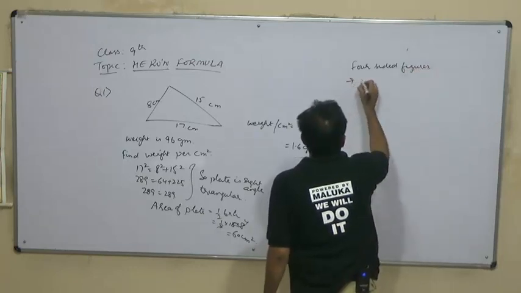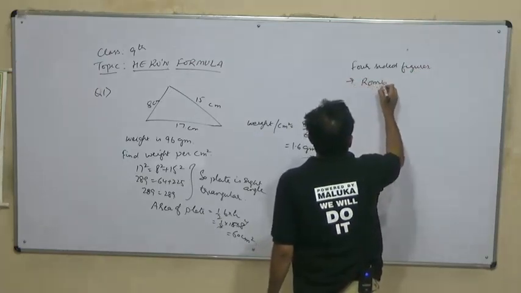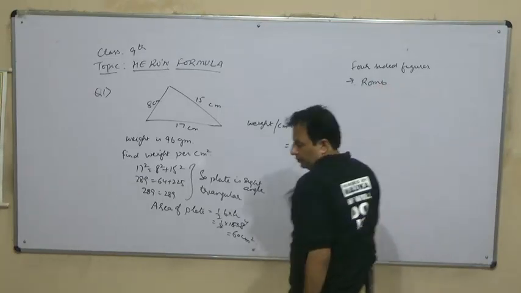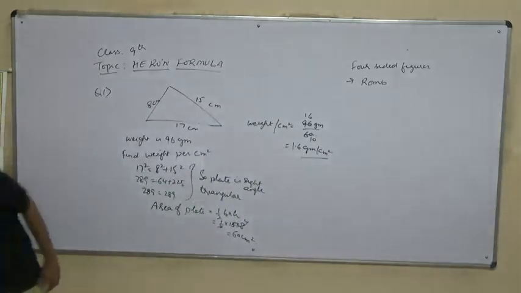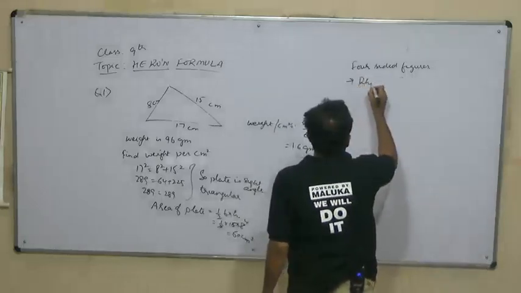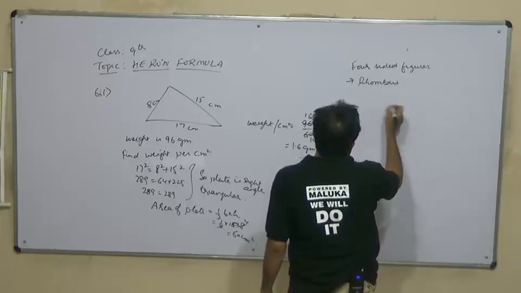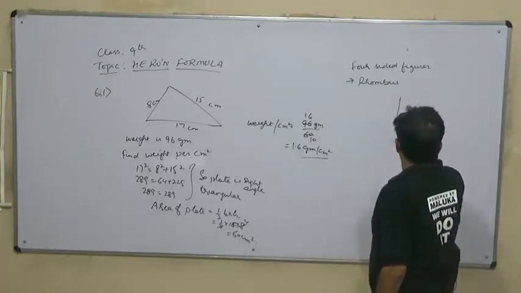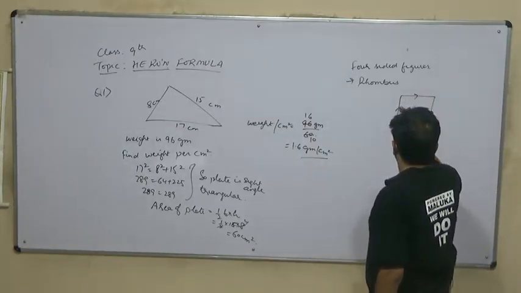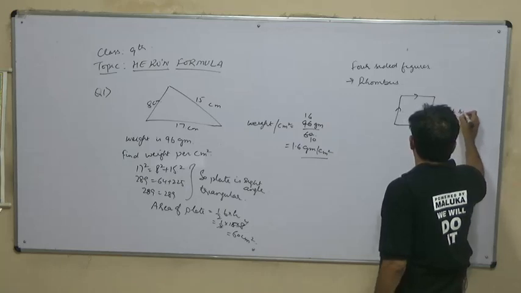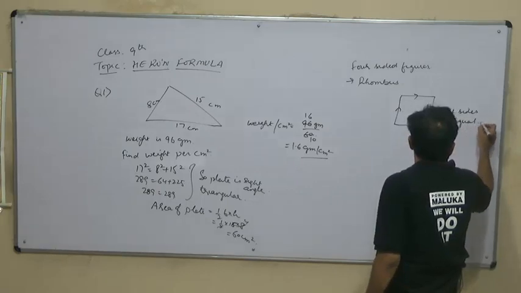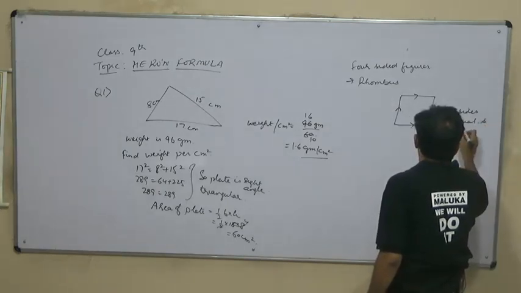So first four-sided figure is rhombus. In the rhombus, this is the shape of a rhombus in which opposite sides are parallel and all sides are equal. All sides equal and opposite sides parallel.